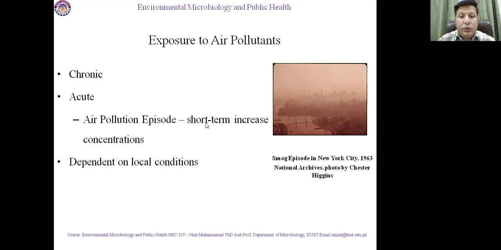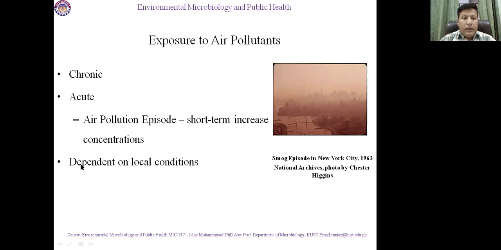Air pollution episode, short term increase in concentration. It depends on the condition. If particulate matter concentration increases for a shorter term or for a longer term, if it is present for a longer term, it has more negative impact on those individuals who are taking this in their environment. So it all depends on local conditions.